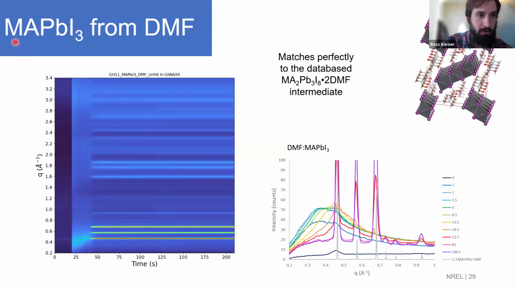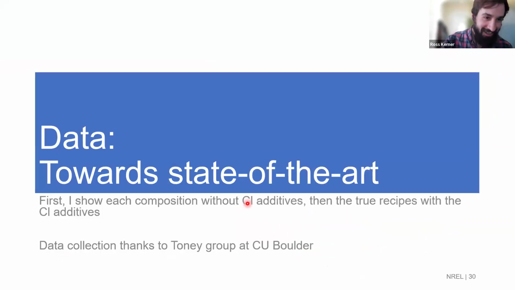So just as a control, let's look at MAPI from DMF just to make sure we know what we're doing. As we spin coat, at some point we get these peaks to emerge, and I can go into Nanfeng Zheng's CIF and simulate the XRD, and it looks like almost a perfect match. So we know what we're doing, we're spin coating properly.